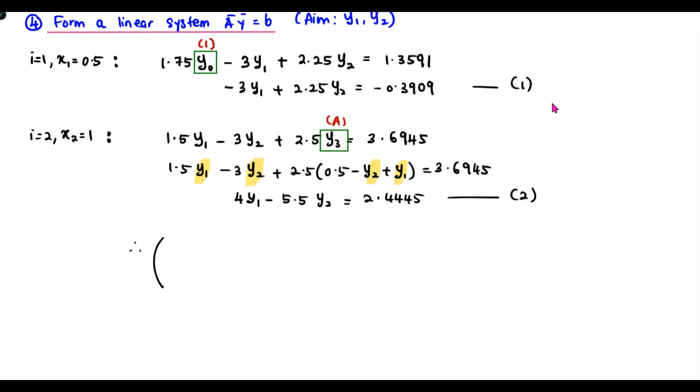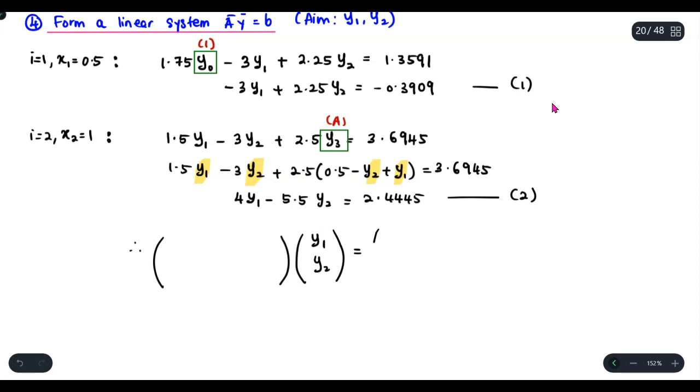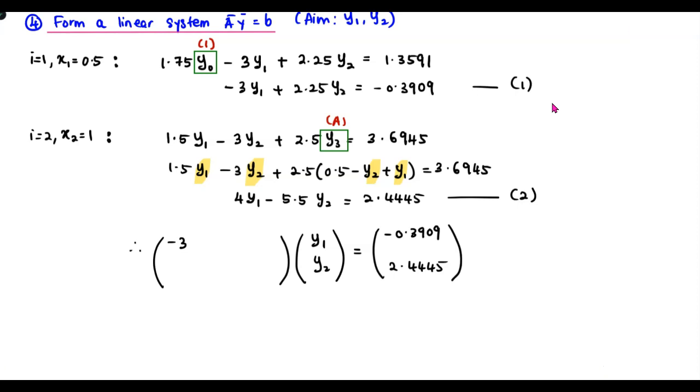So in terms of the matrix, you take out your unknowns, which are only y1 and y2 in this case. So based on the equation, at the right hand side you have negative 0.3909 from the first equation. From the second equation, this is 2.4445. So the coefficient matrix then will be negative 3, based on the first equation, and the coefficient of y2 is 2.25, and then from the second equation we have 4 and negative 5.5.